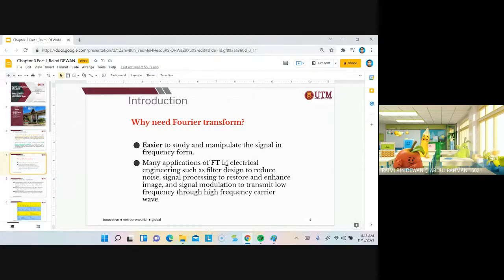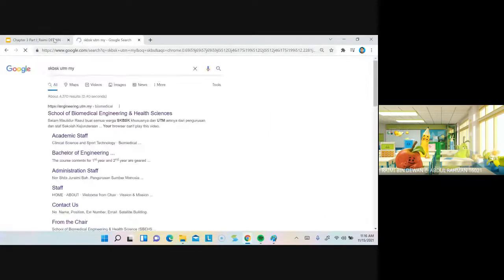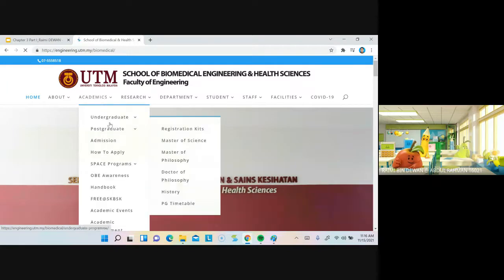There are many applications of the Fourier transform in electrical engineering, such as filter design to reduce noise, signal processing to restore signals, and signal modulation to transmit low frequency at high frequency. I'm not sure if you have studied signal processing. I think you have not yet studied this. Signal modulation is about the principle of communications. I want you to appreciate this so that you don't study blindly.